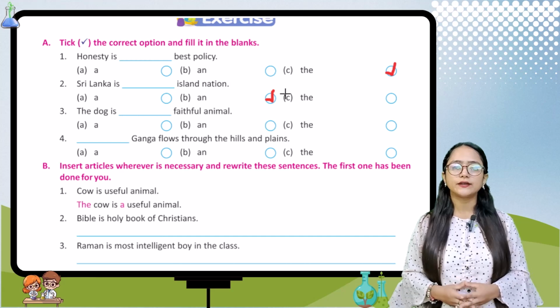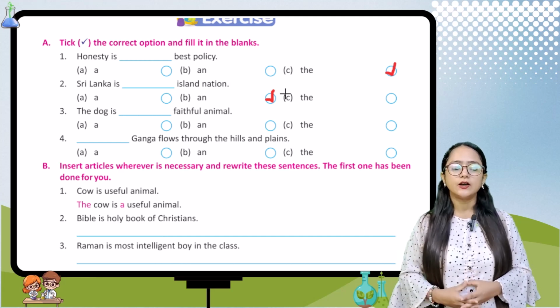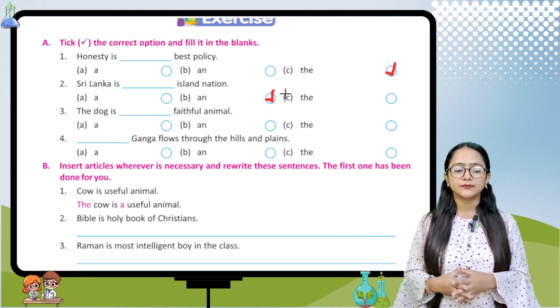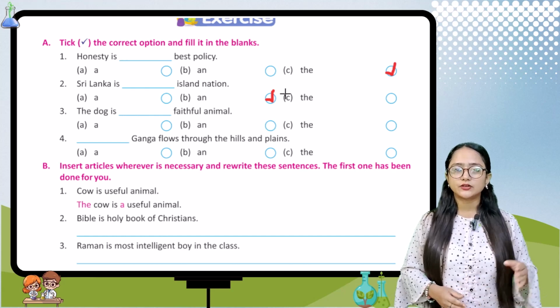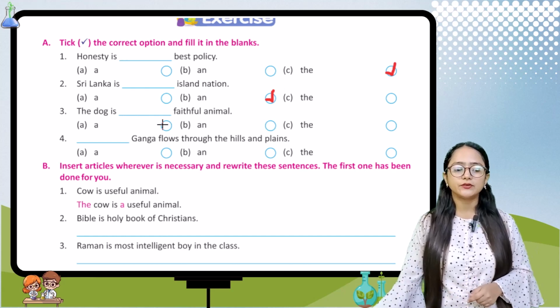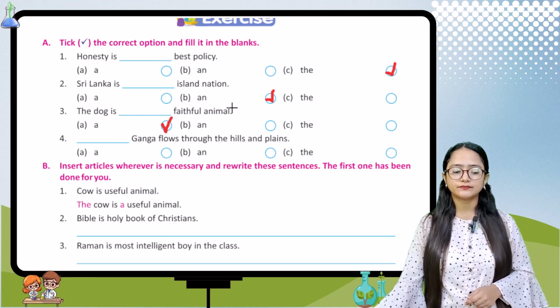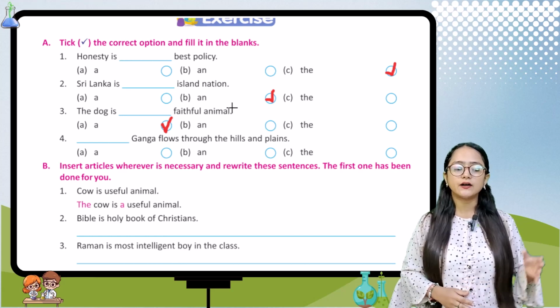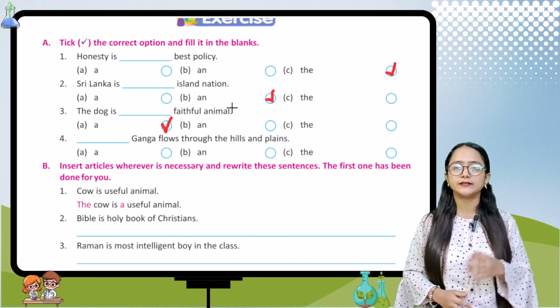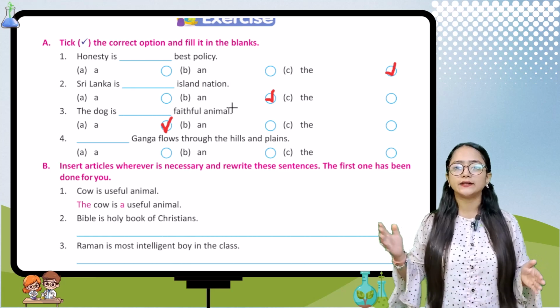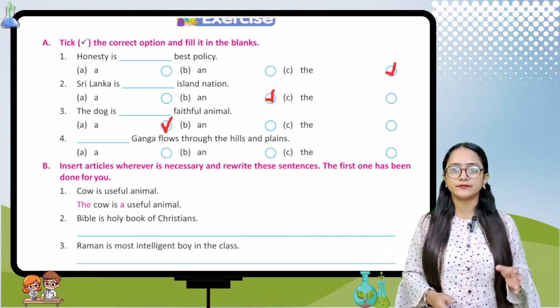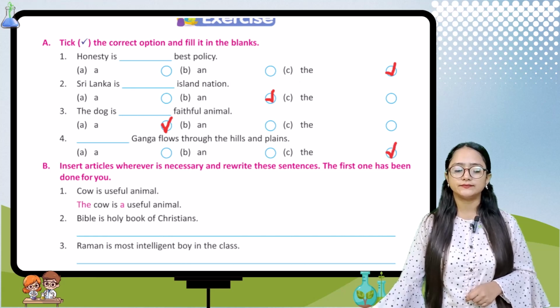Next one, the dog is dash faithful animal. Options are a and the. So the answer is the dog is a faithful animal, so you have to take a. Next one, dash Ganga flows through the hills and plains. Options are a and the. It is talking about the particular river, so you have to take the.